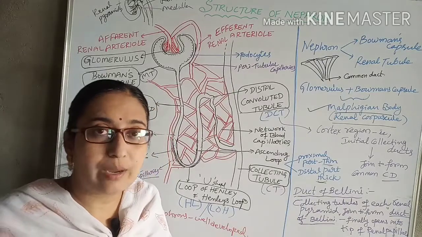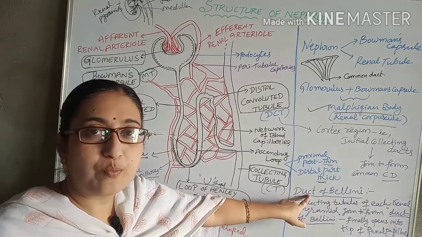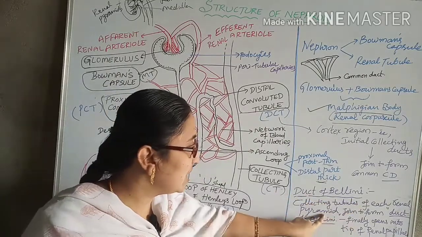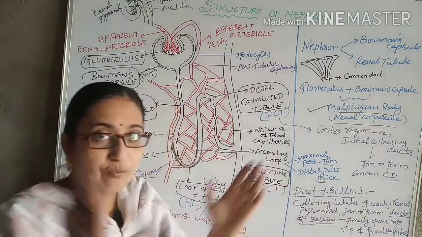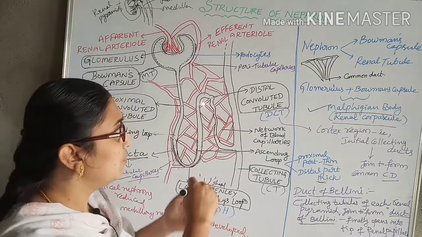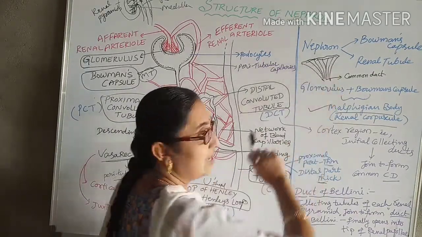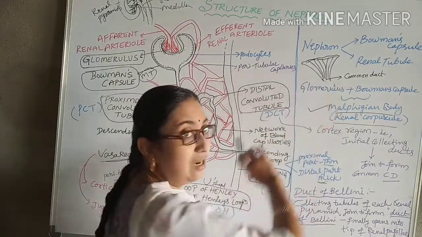Next you have to keep in your mind what is the duct of Bellini. It is also important for 2 marks. Duct of Bellini is the collecting tubules of each renal pyramid joined to form the duct of Bellini. So from each renal pyramid, all the collecting tubules will form the common duct, that is duct of Bellini, and which will enter into the renal tubule.